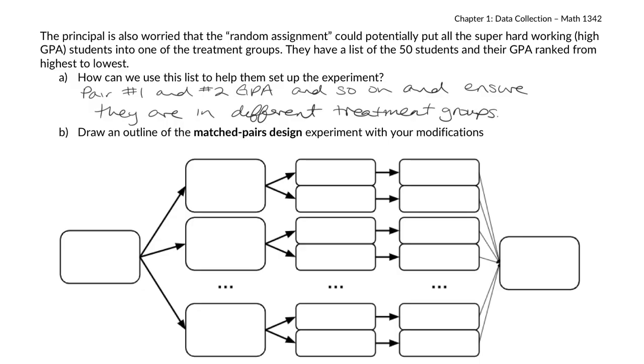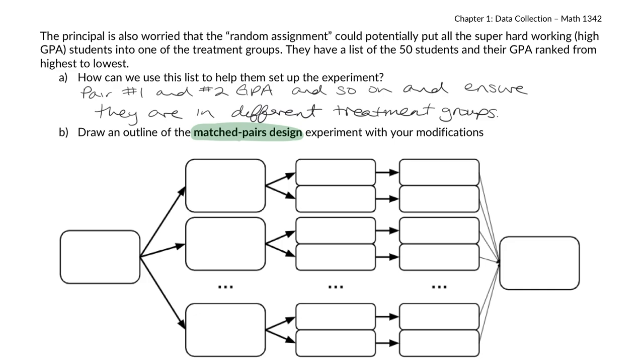So what we're going to do here is we're going to pair up number 1 and number 2, then number 3 and number 4, then number 5 and number 6, all the way down the list of GPAs. And we're going to randomly assign one of those pairs into each of the treatment types, ensuring that some of our high GPAs go to one and some of our low GPAs go to the other. This designed experiment, because we are pairing them up, is nicely called a matched pairs design. Love that for me. If you're pairing things up before you start, it's called a matched pair.